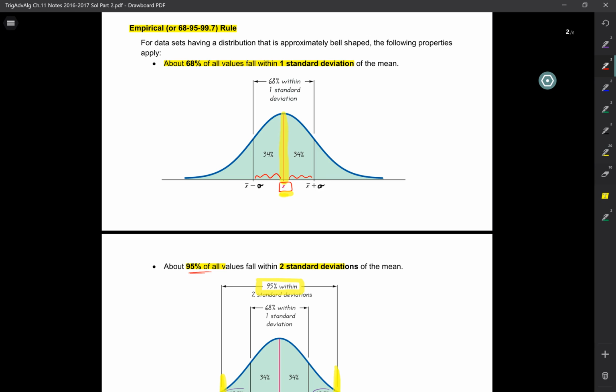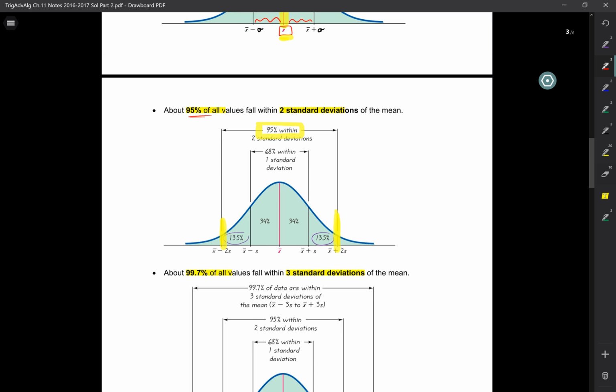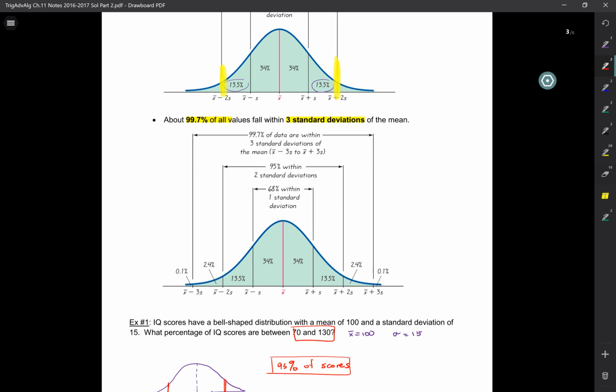So together, that's 68%. Now, if you go two standard deviations away, that's another 13.5, 13.5, making it 95% of all your data points, and then 99.7% of all your data points, right? So we know that if I go one standard deviation up, then it's got 68% of all my data points. How about if you pick a random data point, how would you know in what region it falls? That's what we're going to talk about today, right?